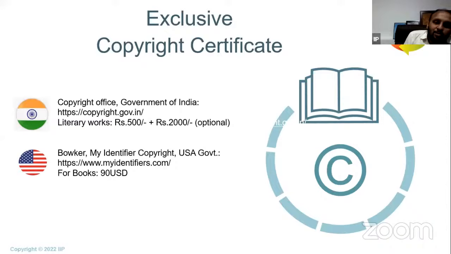The basic charge is ₹500, and optionally, with commercial usage copyright, you can pay ₹2,000 plus ₹500, but it will be reviewed by the government. You can directly get the copyright certificate easily. Your content and all the details will be reviewed by the government authority. Similarly, in the USA, anyone can get the copyright by paying some amount, that is $90, from their publication copyright agency, myidentifiers.com.